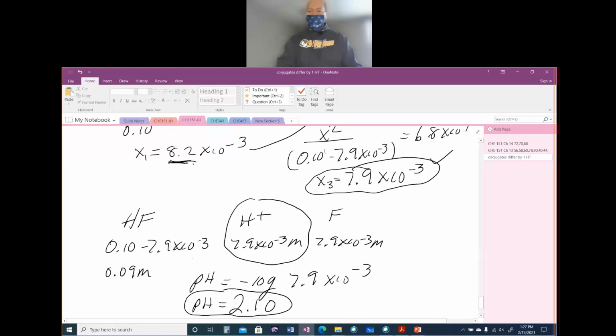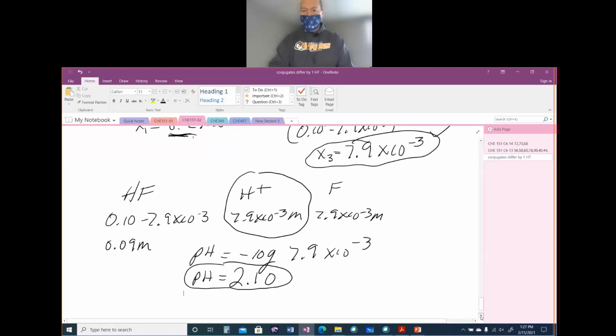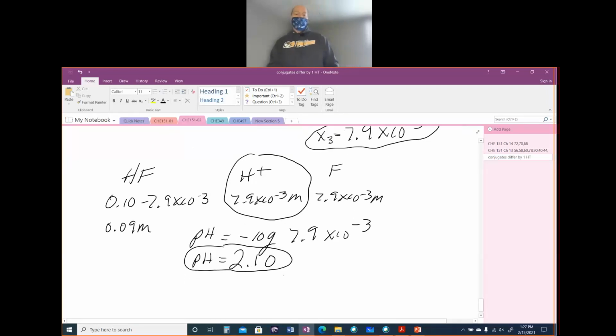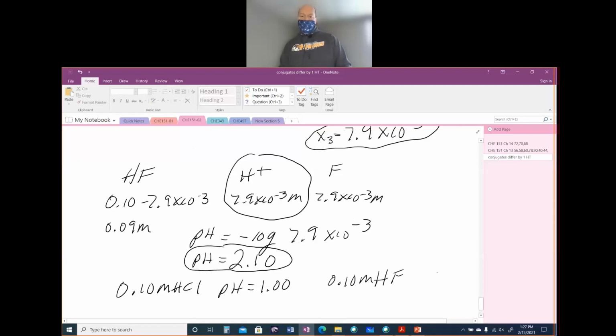All right, so we had our concentrations, and we said that the HCl is more acidic and would have a lower pH. So 0.10 molar HCl gave us a pH of 1. And then our 0.10 molar HF, which is a weak acid, gave us a pH equal to 2.10. That is a higher pH, which is less acidic.